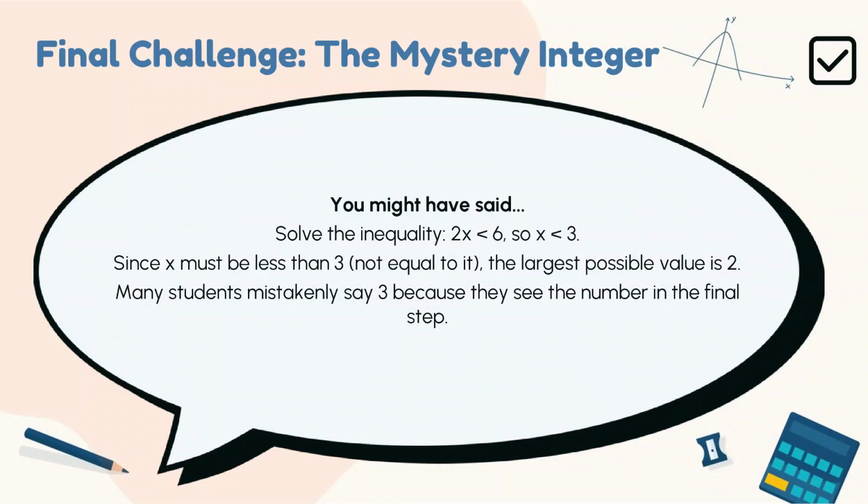Let's solve it step by step. Start with 2x plus 4 is less than 10. Subtract 4 from both sides. That gives 2x is less than 6. Divide both sides by 2, so x is less than 3. Now we need the largest possible integer less than 3. Because the sign is less than, not less than or equal to, x cannot be 3. So the largest possible integer is 2. A common mistake is to say 3, but 3 does not work because the inequality says x must be less than 3.